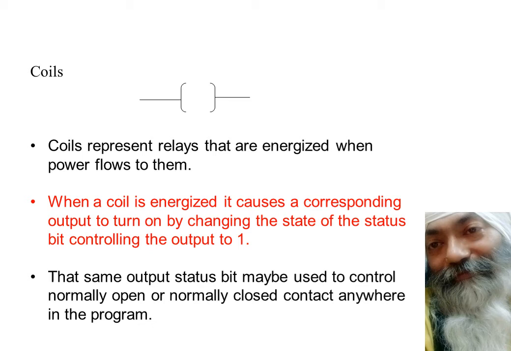The same output status bit can be used to control normally open or normally closed contacts anywhere in the program. So this coil, if it is, let us say, O1, not only this coil will control the output device, this O1 bit can be used as input to rest of the rungs also. This is the output, and this output can be fed back and used as input to rest of the programs. This also we will see in due course of time.